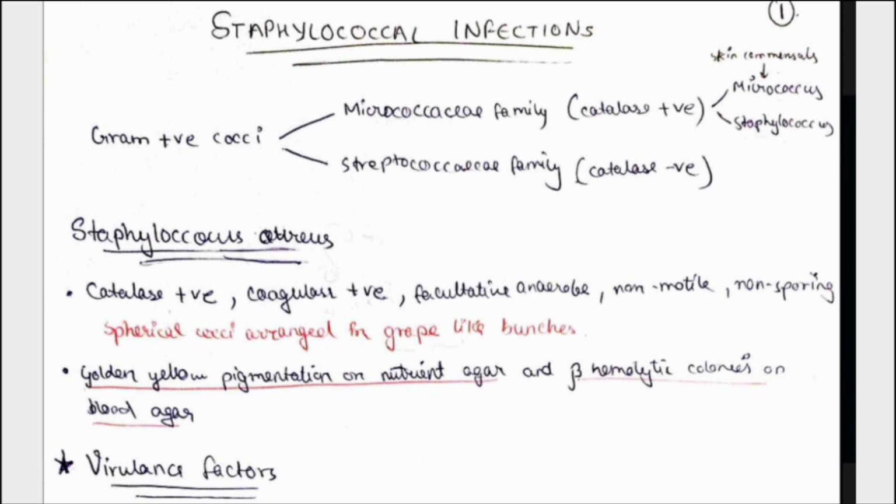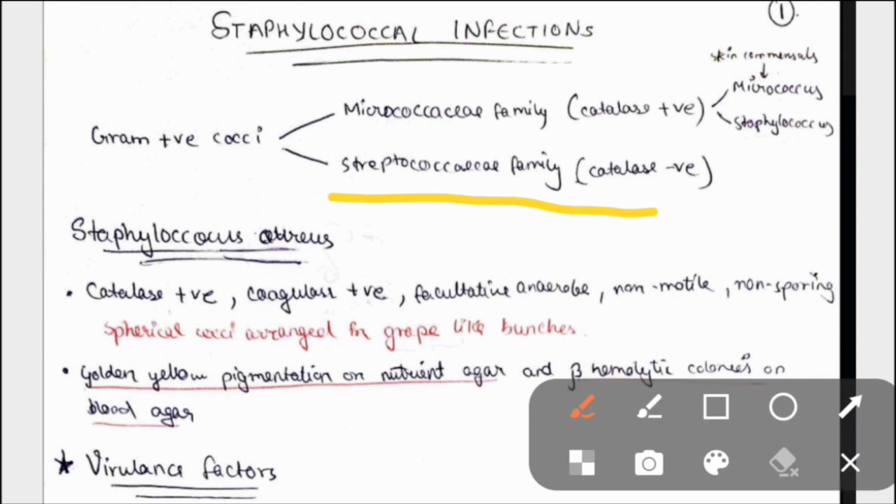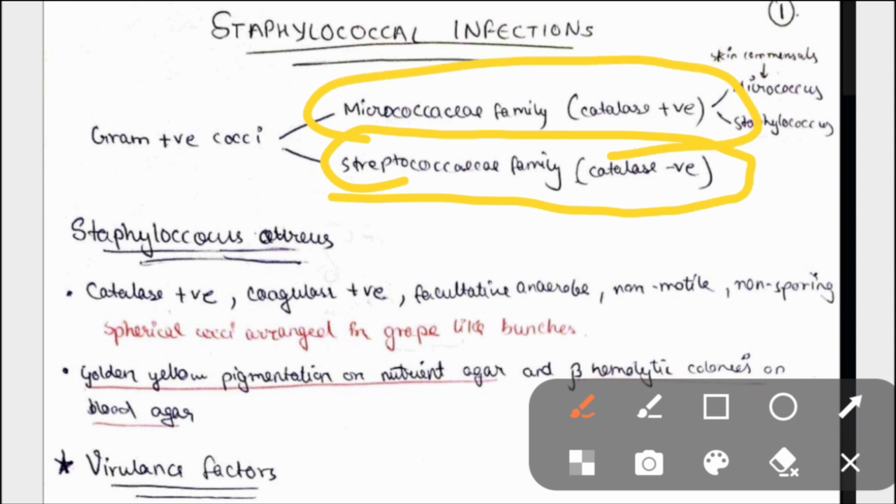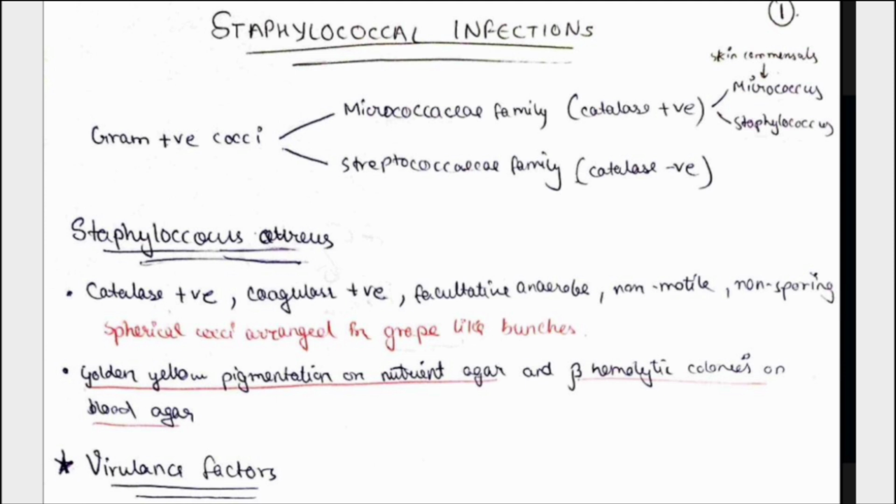Okay, there are two: one is Staphylococcus, another is Streptococcus. Both are a little confusing, but they can be easily differentiated by the catalase test. Staphylococci are gram positive cocci. They are divided into two families: the Micrococcaceae family and the Streptococcaceae family. Micrococcaceae are catalase positive and are divided into Micrococcus and Staphylococcus. Micrococcus are skin commensals. The Streptococcaceae family are catalase negative, and the Micrococcaceae family are catalase positive, and our Staphylococcus comes in the Micrococcaceae family.